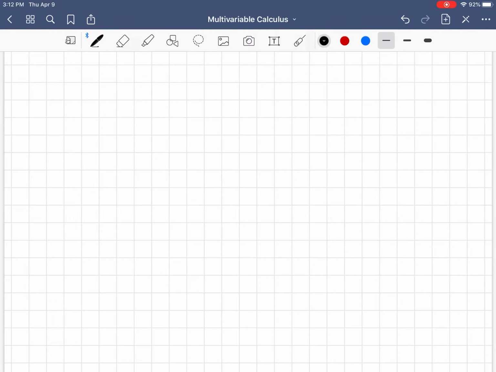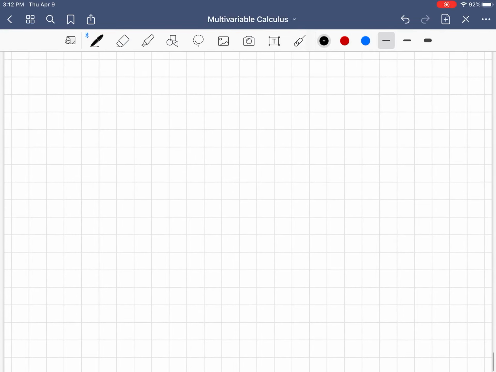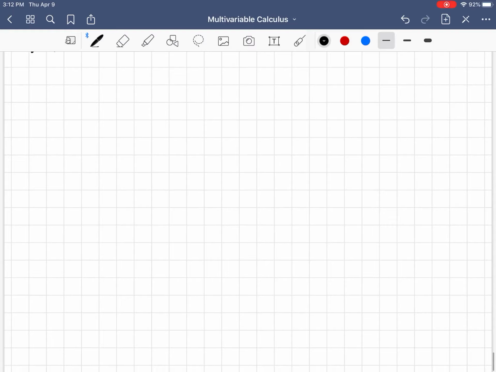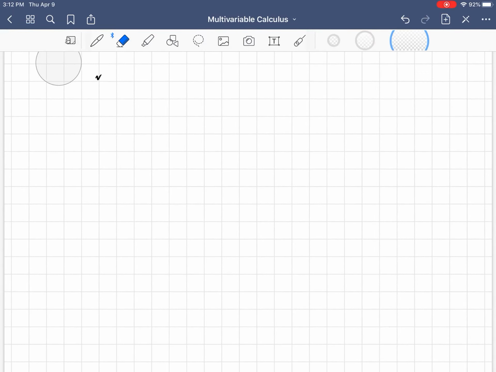I want to cover exact differential equations. They arise from level curves, basically. So level curves, if we consider a multivariable function. This is from the other video. Let's say we have f of x, y.